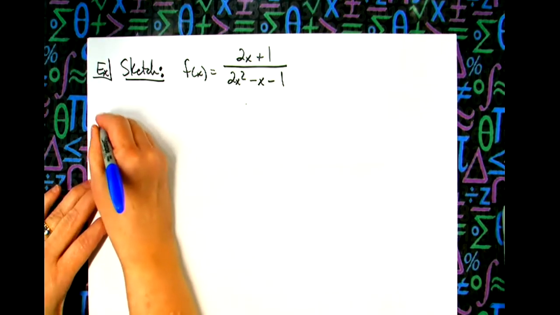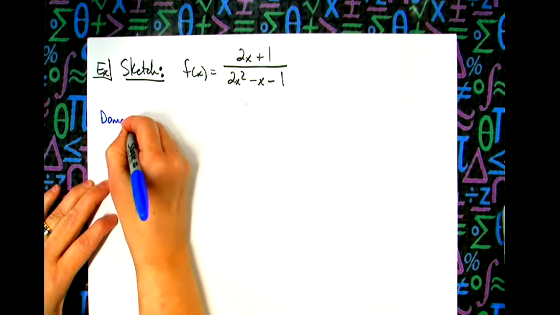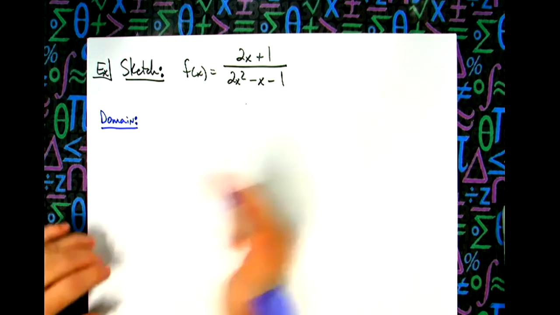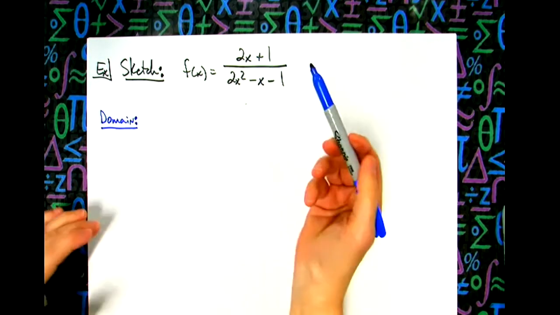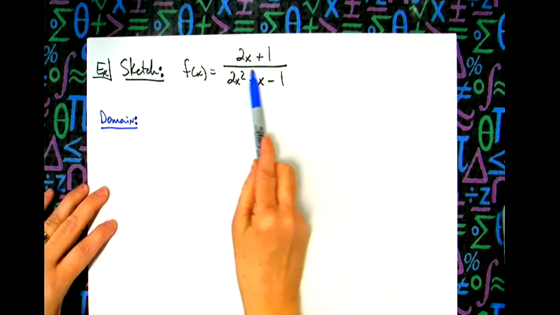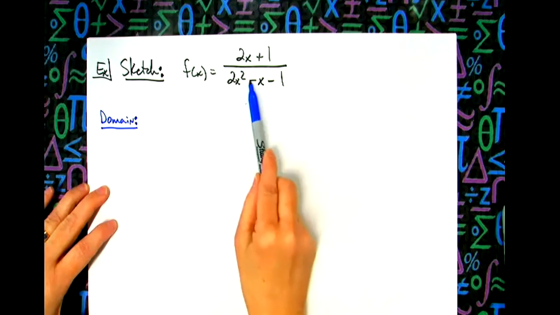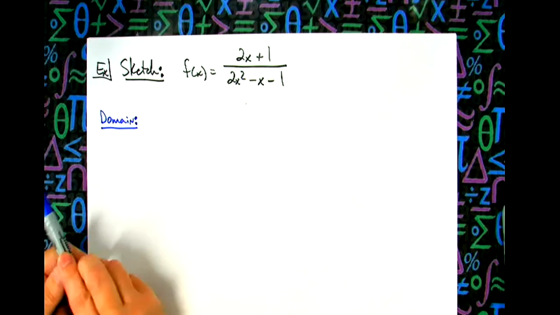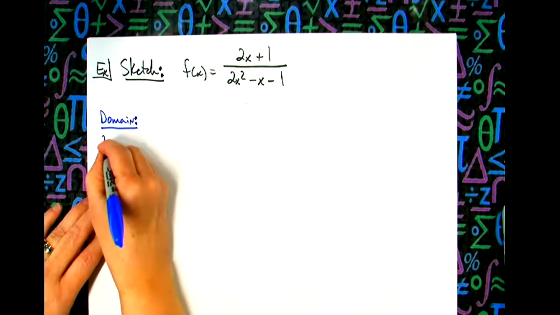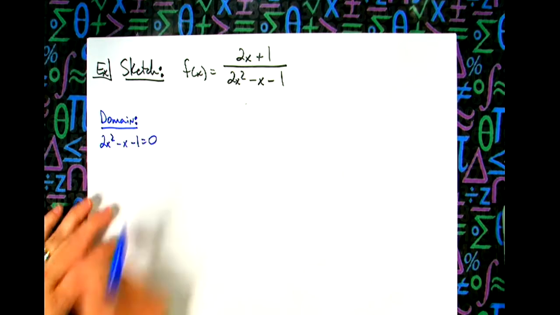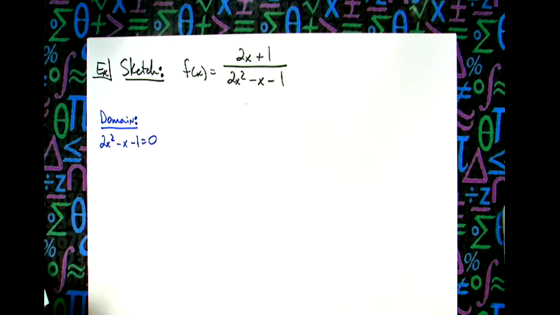All right, so what I would do to start, well, can I come up with the domain? I should be able to, right? Because it's a rational function. We've got this memorized at this point. We take that denominator and we set it equal to 0 because it can't be equal to 0. We're looking for those exclusions. So I'm going to take 2x squared minus x minus 1 and set that equal to 0, see if I can come up with a domain.